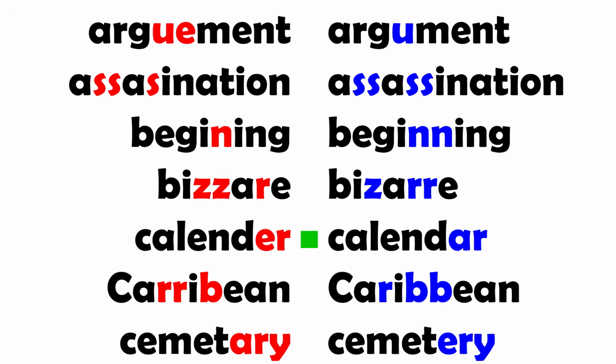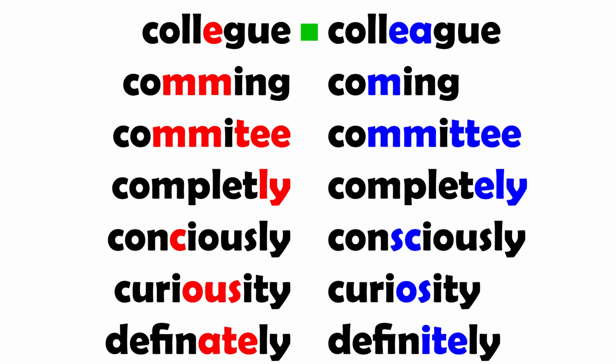Calendar. DER is incorrect. DAR is correct. Caribbean has 1 R and 2 B's. Cemetery. Well, the British call it cemetery and the Americans call it cemetery, but they both spell it the same way with ERY. Colleague. EA in the middle. That's the way to spell it correctly.